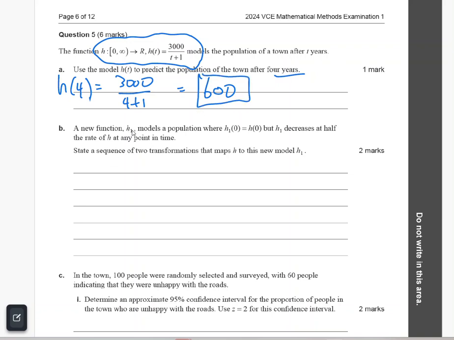So new function h1, model on the population, h1 of 0 is h of 0. So they both start at 3,000. But h1 decreases by half the rate at any point. So h1's derivative is going to be a half h's derivative.